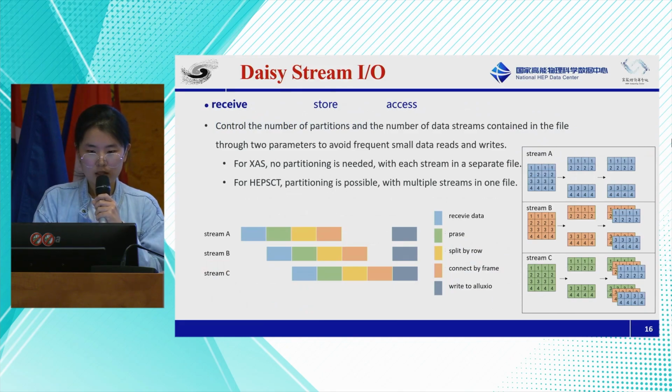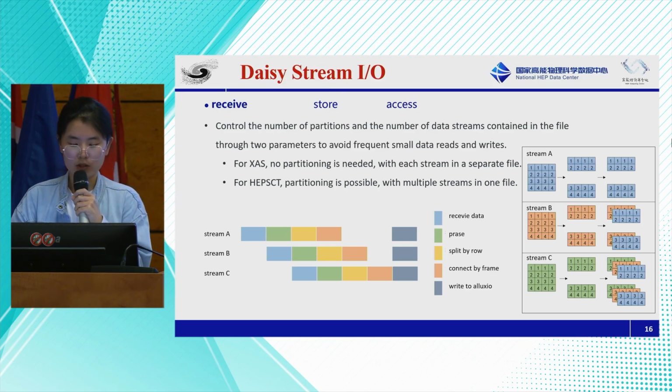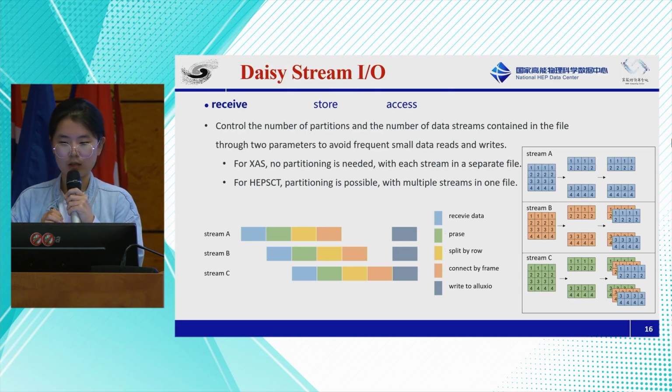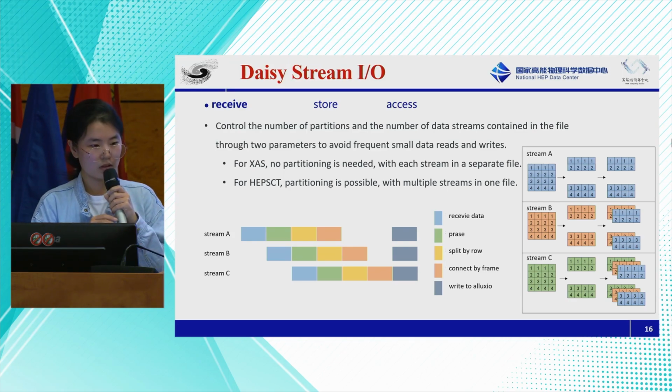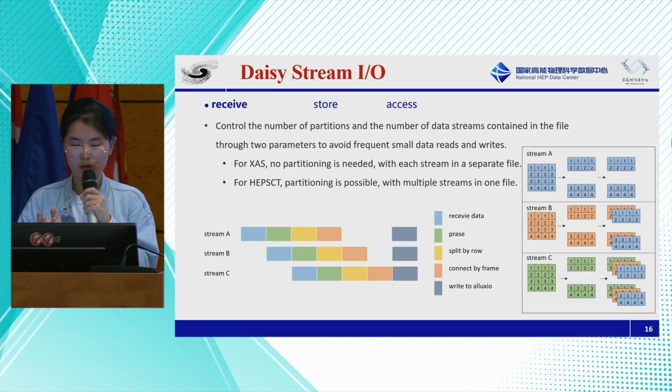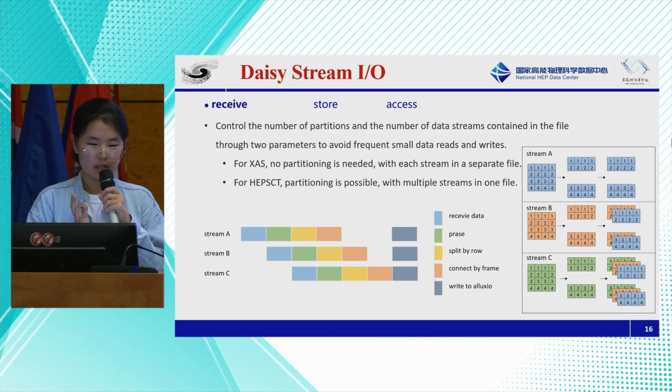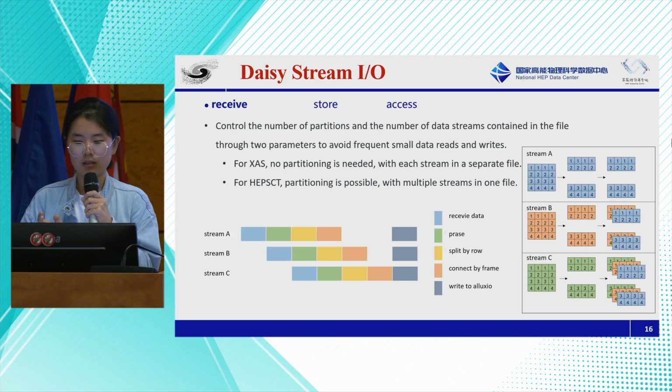And there are three stages in the streaming I/O. In the receive stage, users can control the number of partitions and the number of data streams contained in one file through the parameters to avoid frequent small data reads and writes, because different applications have different patterns. For example, for ptychography, no partition is needed, and each stream is in a different file. And for HEP, partitioning is possible, and multiple streams sit in one file.